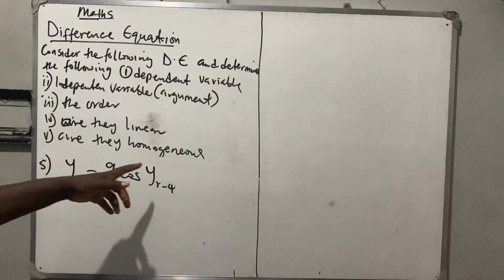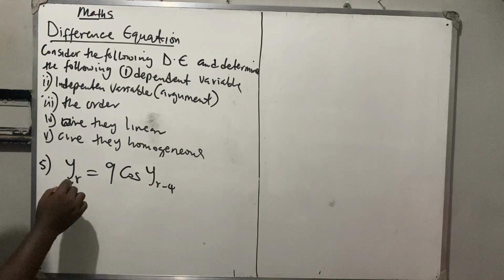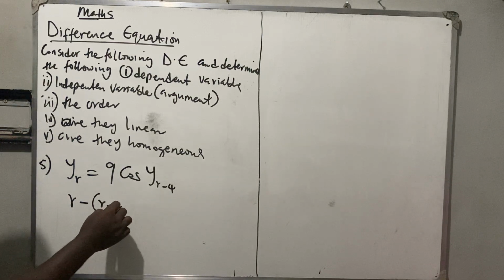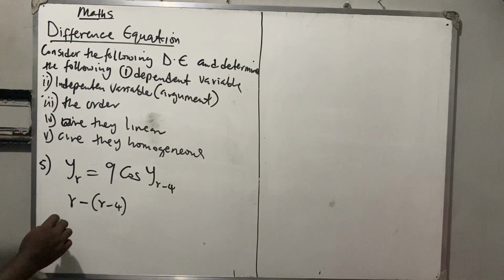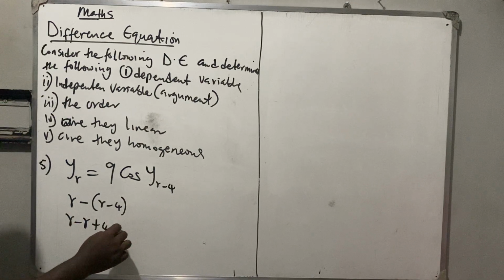Now, is it homogeneous? Yes, it's homogeneous because y is attached everywhere. Okay, let's get the order. The order is the highest, which is r, minus the lowest. If there are two like this, always put them in brackets. So I have r minus r plus 4. So the order here is 4.